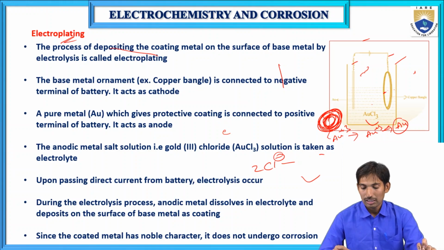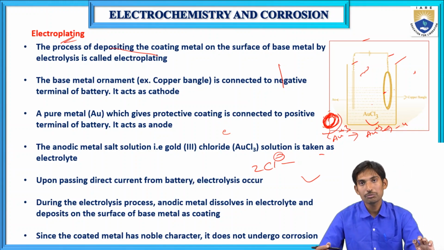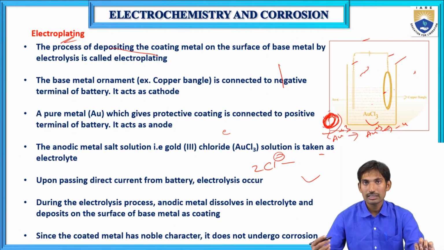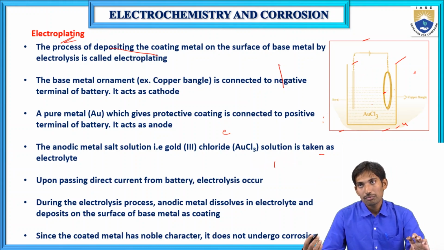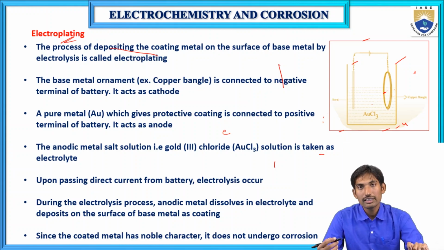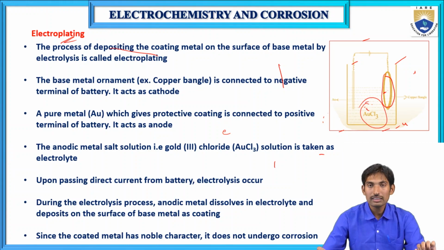So in electroplating, what happens? Our base metal will be coated with gold metal. So this is the example for electroplating. In electroplating, what are we doing? Our base metal is connected to the negative terminal of the battery, and the coating metal is connected to the positive terminal of the battery, and the salt solution of the coating metal is taken as the electrolyte. Then our base metal acts as cathode and the coating metal acts as anode. At the anode, oxidation takes place. At the cathode, reduction takes place. So at the cathode, our base metal is surrounded by the positively charged ions of the electrolyte solution. Reduction takes place and these metal ions are converted into the metal. So our base metal will be coated with some other metal like gold. This is the process of electroplating.